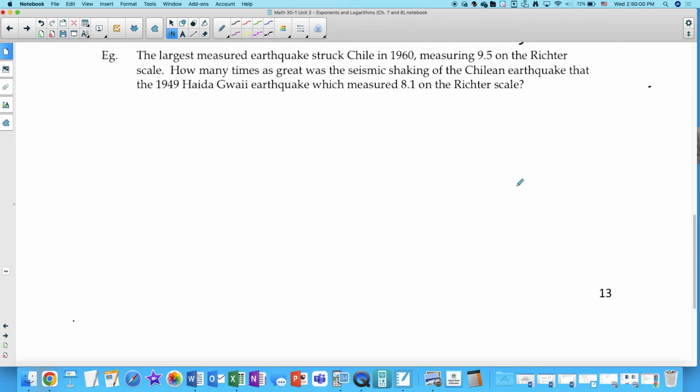Okay. Now, here's what you guys need to know, and this may not be given to you in the question. The Richter scale is equal to log base 10 of the intensity.